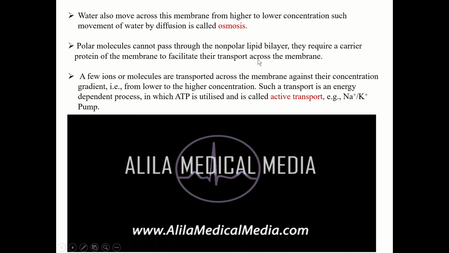Polar molecules cannot pass through the non-polar lipid bilayer. They require a carrier protein of the membrane to facilitate their transport across the membrane. A few ions or molecules are transported across the membrane against their concentration gradient, that is from lower to higher concentration. Such a transport is an energy dependent process in which ATP is utilized and is called active transport. An example is the sodium potassium pump. Now let us understand more by watching this video.